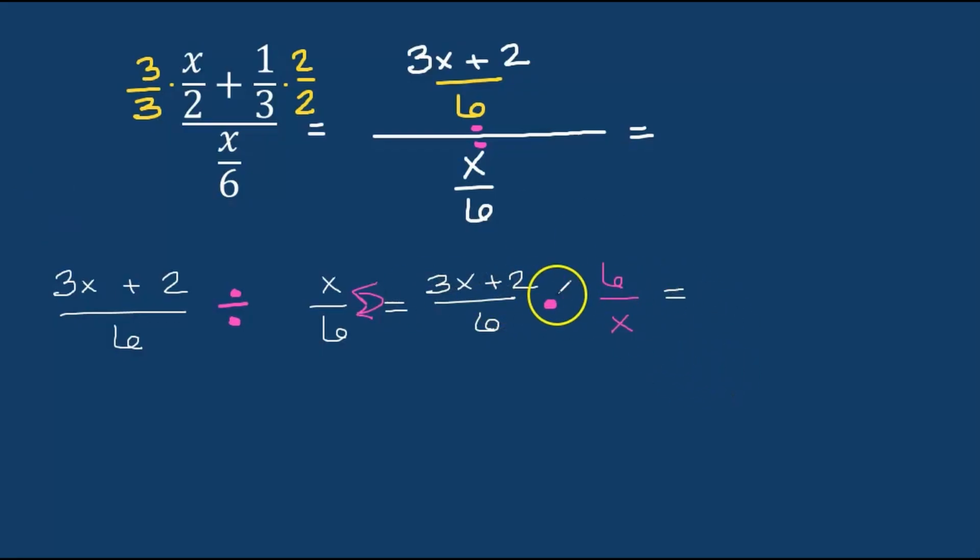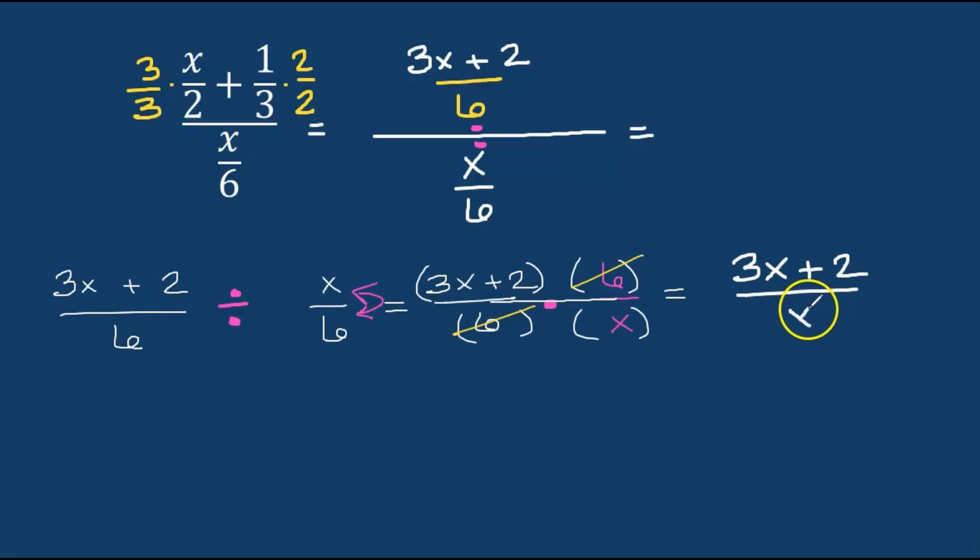Remember that when we are multiplying fractions, it's as if this is really a long fraction sign and everything is just being multiplied together. So if we have the same thing in the numerator as we do in the denominator, we can cancel. So these two 6's cancel each other out. Now we can work with what we have left. On the top, we have 3x plus 2. And on the bottom, we have just an x. And that's our final answer.